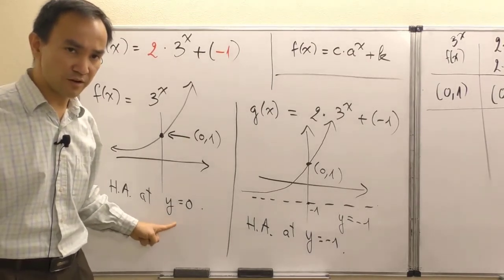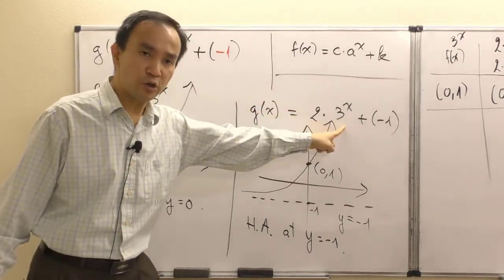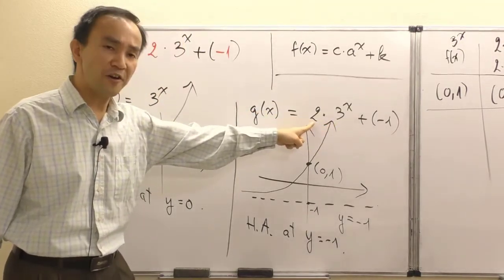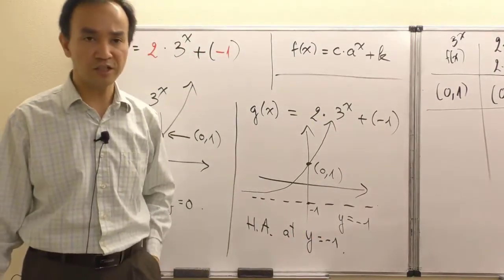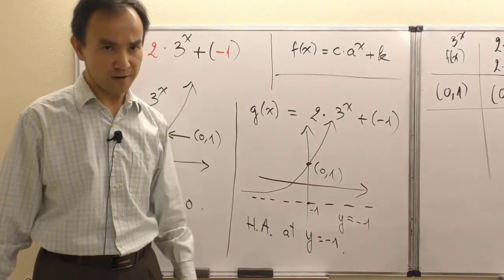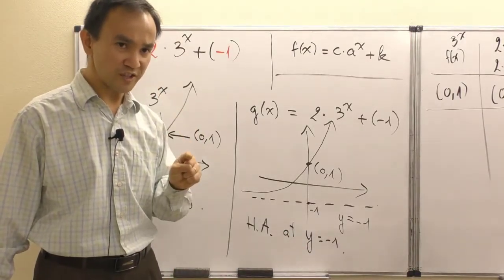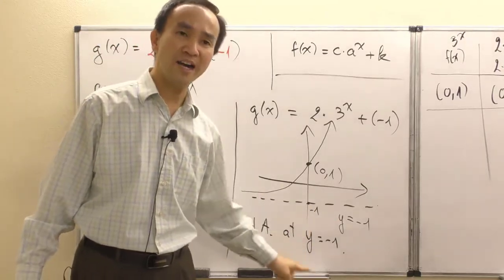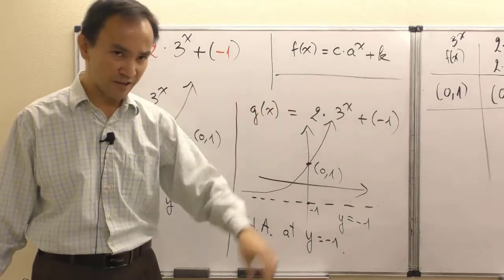And now for this version right here, where we multiply our ordinary exponential function with a coefficient, and then after that we add a constant term, we arrived at y equals -1. Let's again use the transformations understanding to explain why and how we arrived at this, and then from there we're going to recognize a generality. Okay?